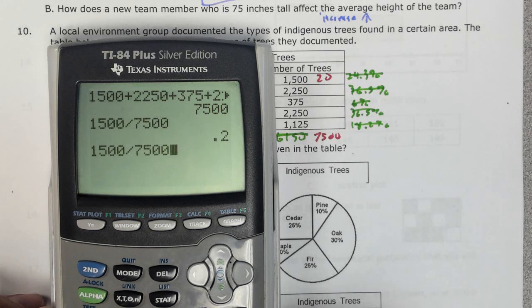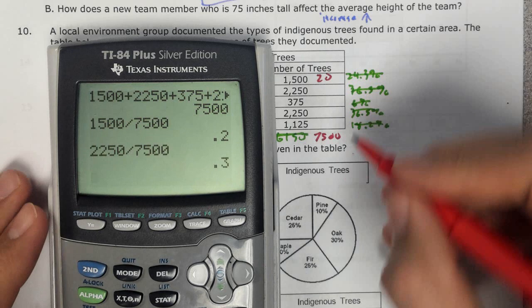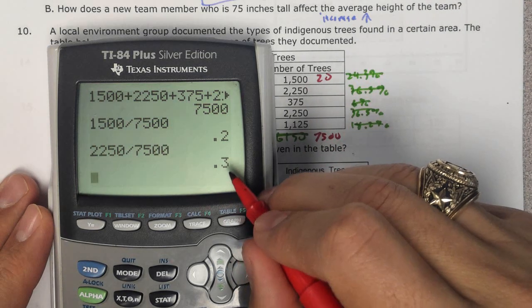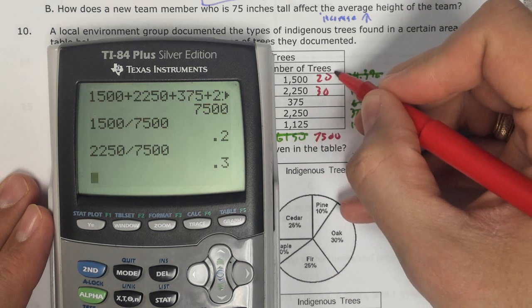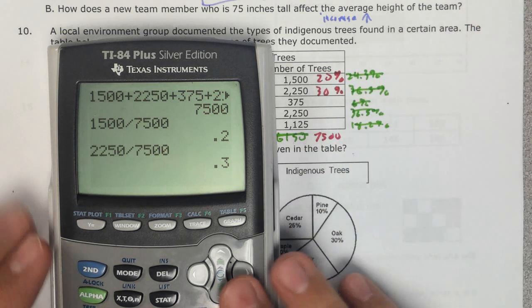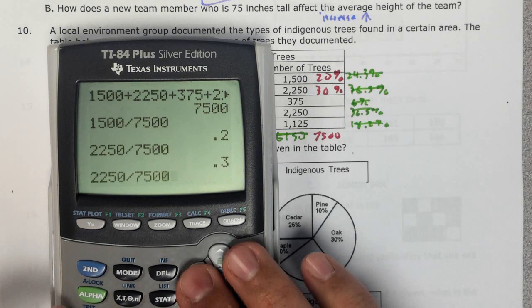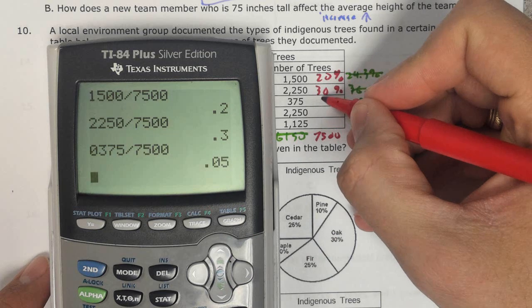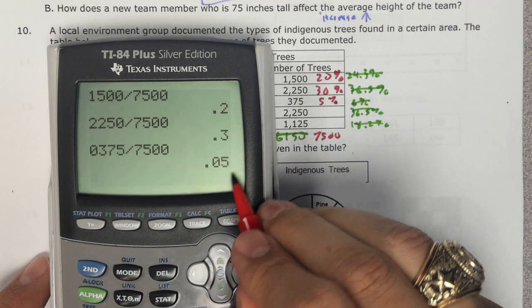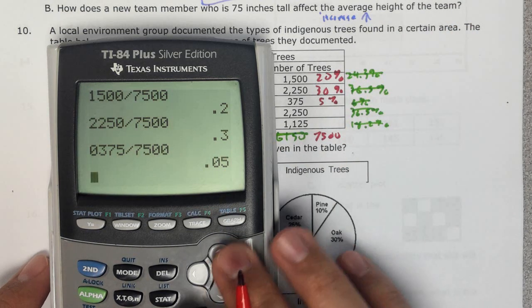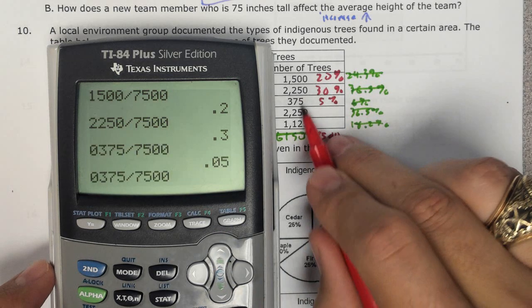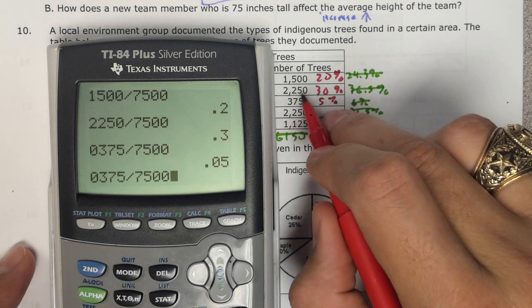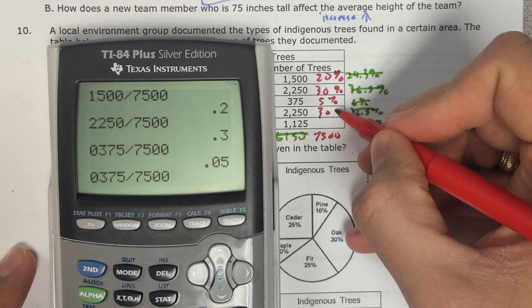Then I'm going to just copy that, and now I'm going to do 2,250. This one is 0.3. I moved the decimal 2 places. That gets me 30%. Then I have 375. I'm going to put a 0 here to keep it spaced the same, 375, and that's going to get me 5%. Move that decimal 2 places to the right. Then, let's see, I have 225, I've already done that one. Or sorry, 2,250, that's 30%.